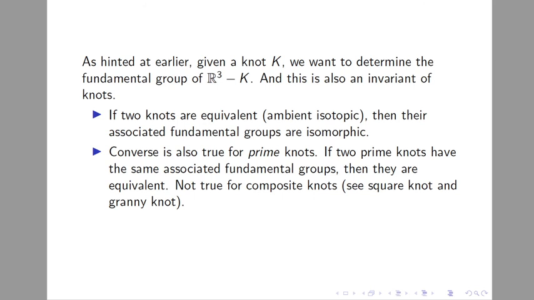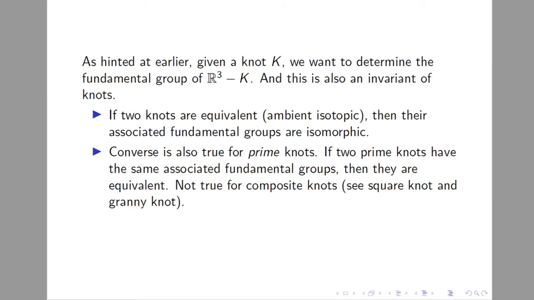Now finally, we can relate this back to knots. We can consider the complement of the knot in R3, and if two knots are isotopic, then their spaces are equivalent, and so the associated fundamental groups are isomorphic. Another useful fact is that the converse is true, but only for prime knots. That is, if two knots have the same fundamental group, then they're equivalent knots only if they are prime. Unfortunately, this is not true for composite knots, and the square knot and granny knot are one such example of composite knots that are different with the same fundamental group.